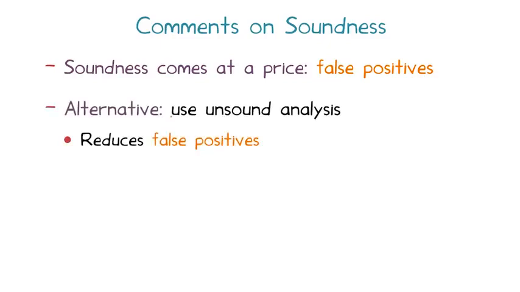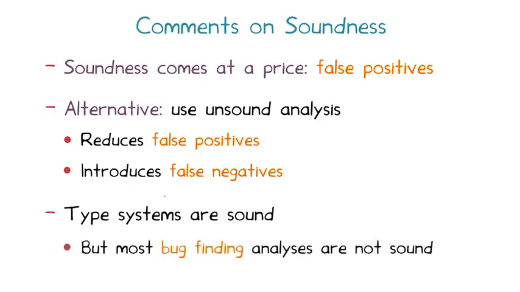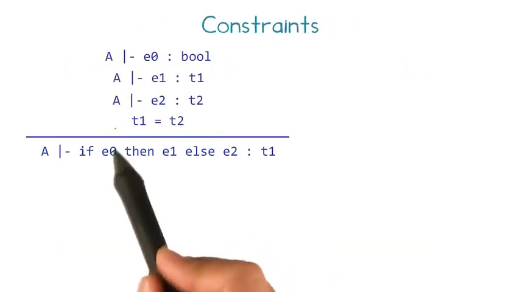An alternative approach is to use an unsound analysis, which allows us more control over the false positive rate. However, unsound analyses have the possibility of failing to detect errors, that is, producing false negatives. Type systems are sound analyses. While they may generate false positives on occasion, they will never produce a false negative. But most kinds of analyses for detecting bugs, so-called bug-finding analyses, are not sound. You can learn more about these kinds of analyses for Java and C by following the links in the instructor notes. Let's look some more at the notion of side conditions.